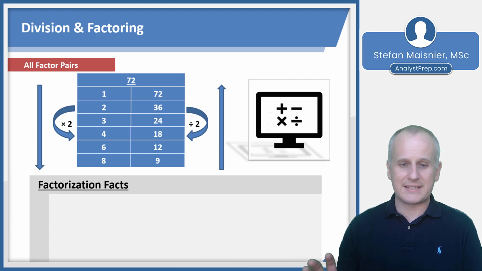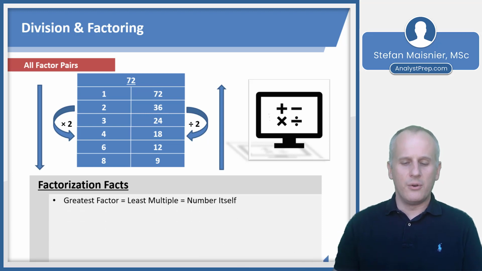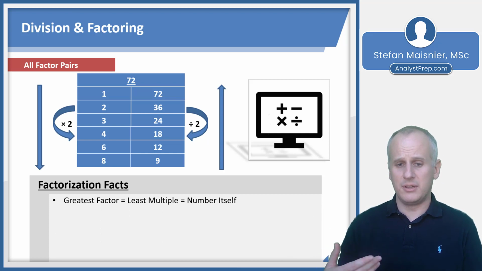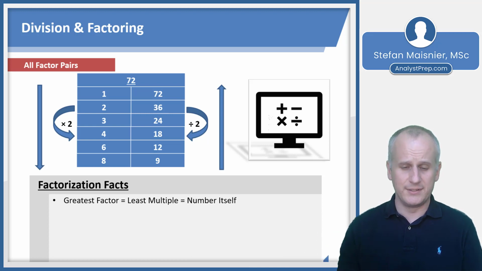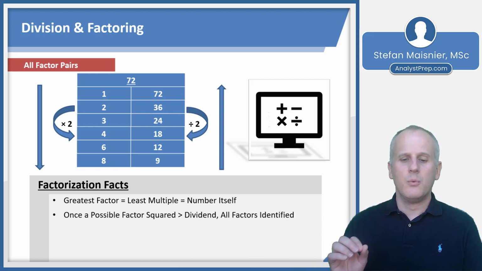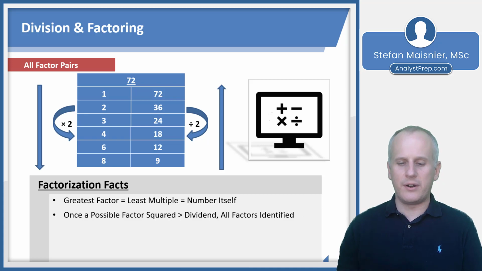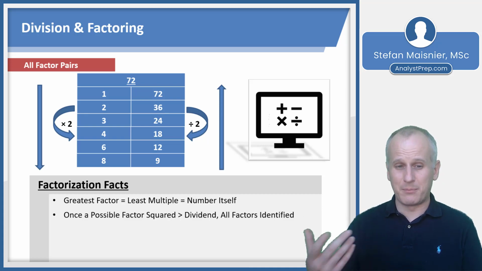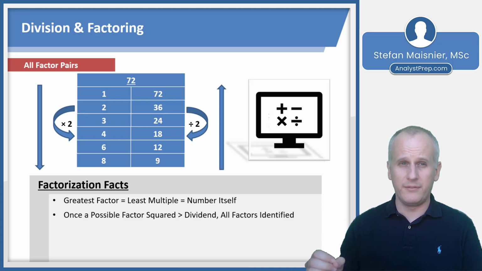And there are some facts that will help with this as well. We know that the greatest factor is equal to the least multiple, which is equal to the number itself. We saw that before. So we know that 72 is the largest factor of 72. It's also the least multiple of 72, and it is 72. Simple enough. We know that once a possible factor squared becomes greater than the dividend, that's the number that we're testing as what all of these factors are dividing into, all the factors have been identified.